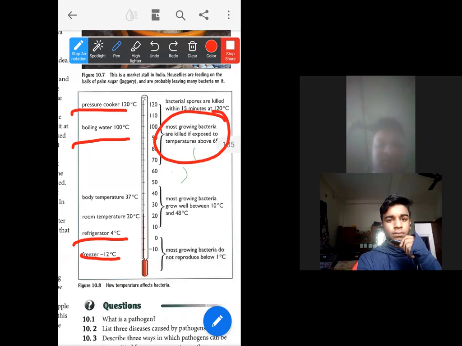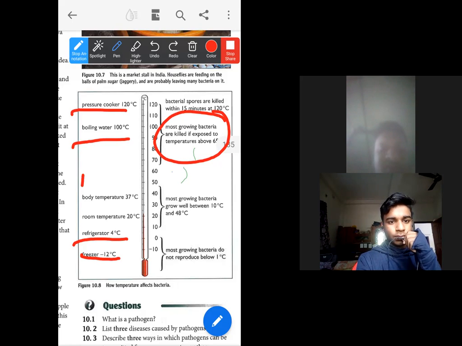If we boil the water, then at 100 degrees centigrade temperature, the bacteria will be killed but the spores will not be killed. And the best temperature for the bacteria to grow is the room temperature and body temperature.